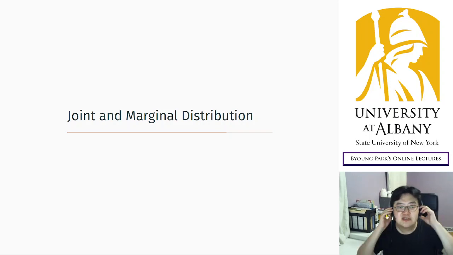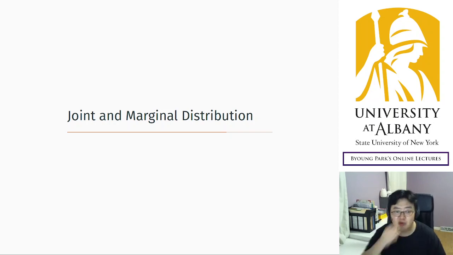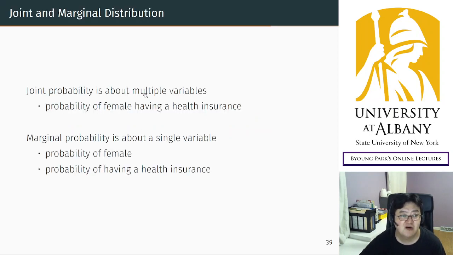Hello, this is the last video of this lecture, and in this video we will study joint distribution and marginal distribution. They sound difficult, but actually nothing special. Joint probability distribution is probability distribution of multiple variables. For example, the previous example of female health insurance is a joint probability distribution.